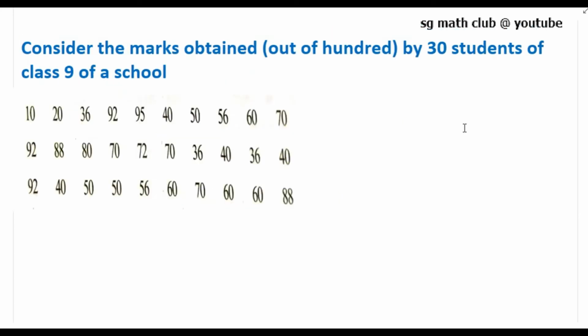Now let's take this example. Consider the marks obtained out of 100 by 30 students of class 9 of a school. So the marks is given. We need to find out the arithmetic mean for this. So 30 students' marks is given. Either you have to do 10 plus 20 plus 36 plus 92 plus 95 divided by 30. So it is a time consuming process. So this data we can put in the form of a frequency distribution table, and then we can find out arithmetic mean very easily.